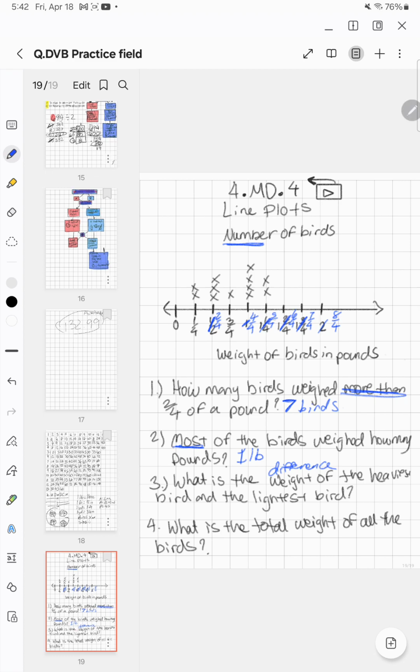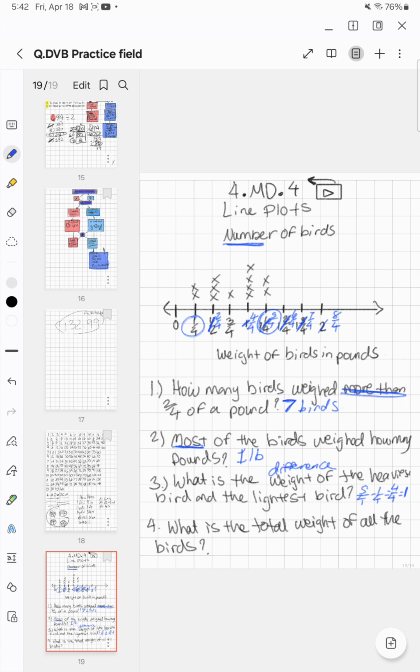So I can see the heaviest bird here is the same as 1 1/4, also known as 5/4. And the least is 1/4. I can't use 0 because there's no x's. I can't use the others because, again, there are no x's. So I'm going to see 5/4 minus 1/4. And I'm going to end up getting 4/4. And 4 divided by 4 is equal to 1. So the answer is 1.